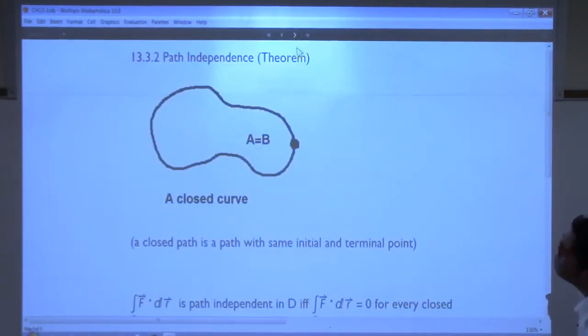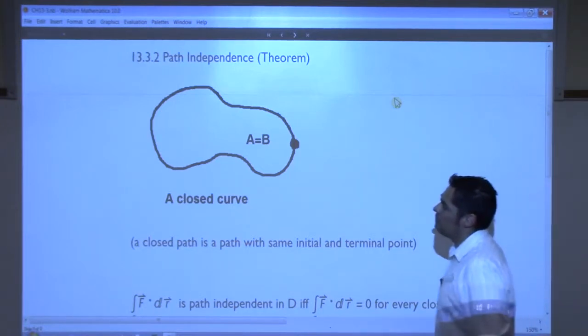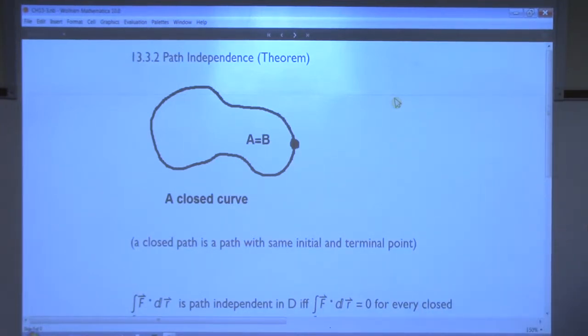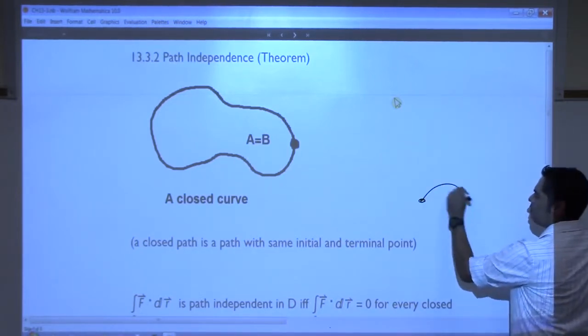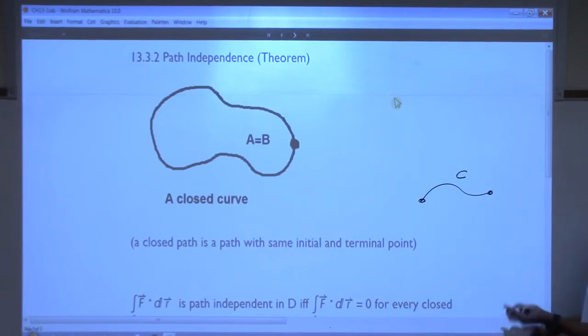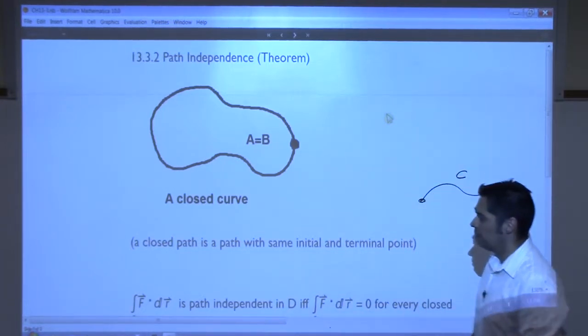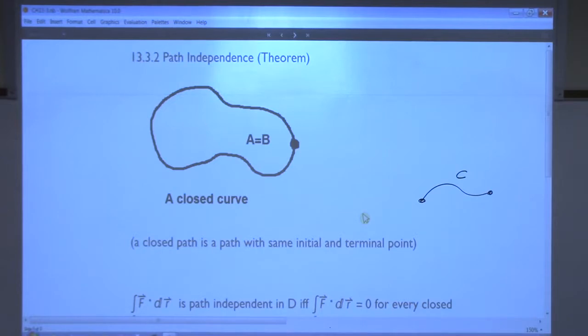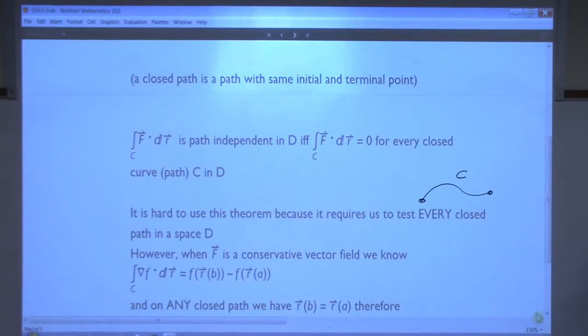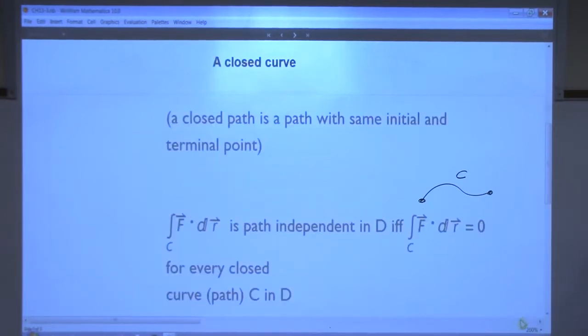All right, we have a theorem that has to do with what's called path independence. First of all, let's get something defined here. What we have drawn there is a closed curve. Instead of just having some curve that starts at a point and ends at a point, what we want is for the starting and ending point to be the same. If we do that, then we have what's called a closed curve, or a closed path. A path that has the same initial and terminal points. With that in mind, we have this theorem.